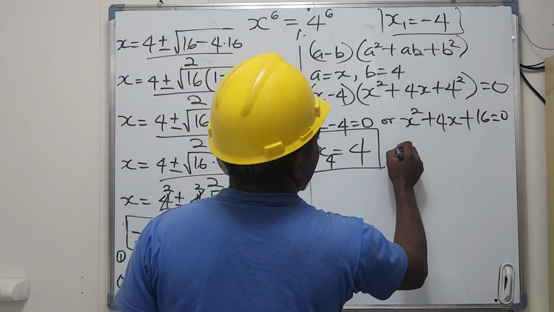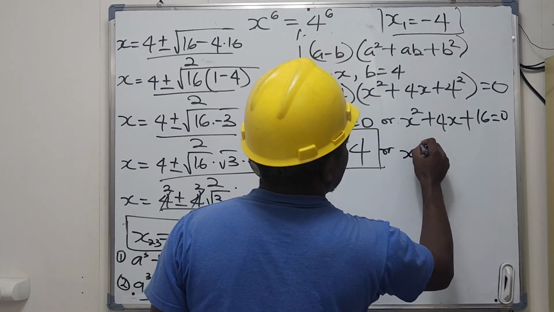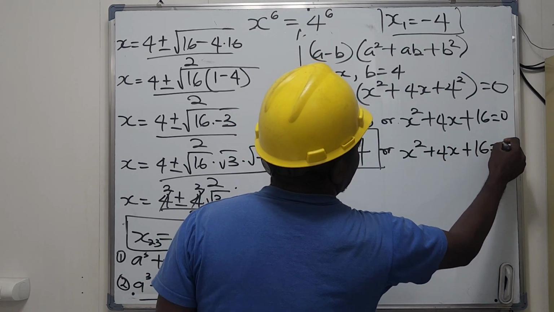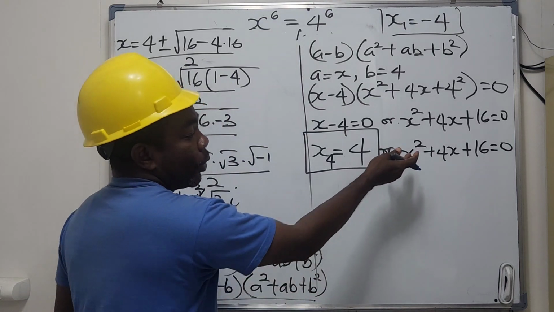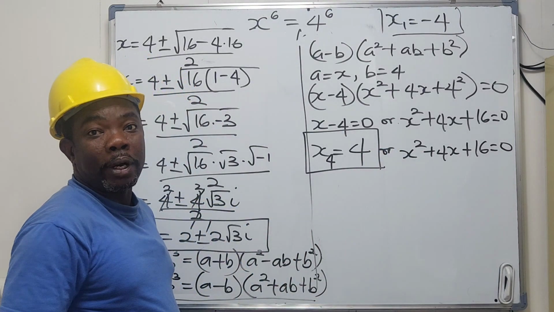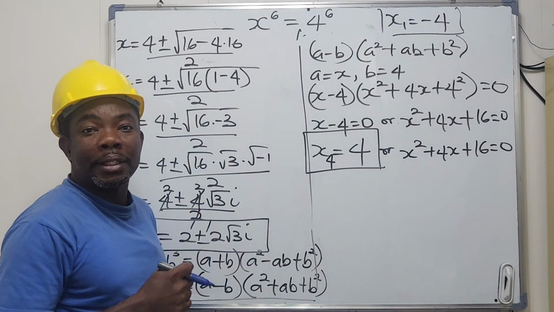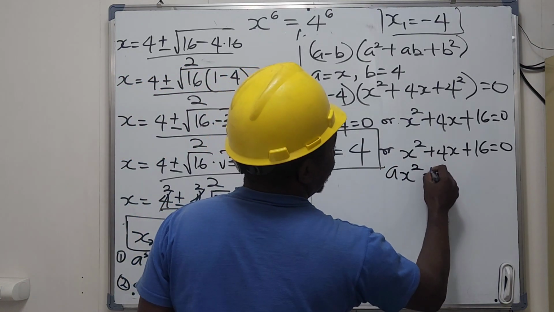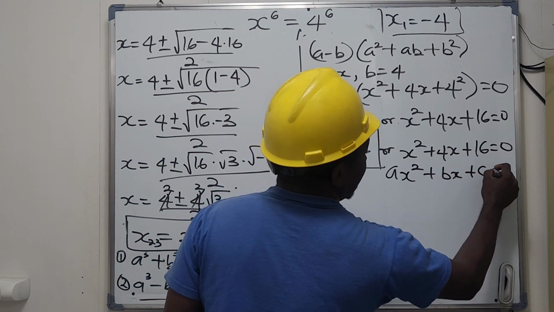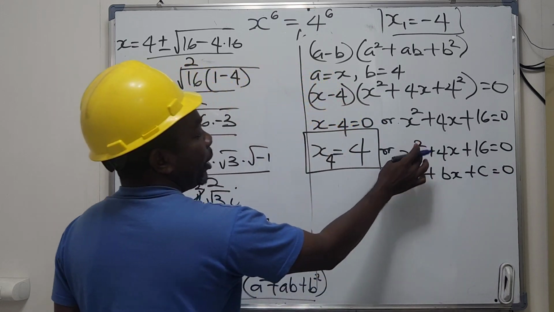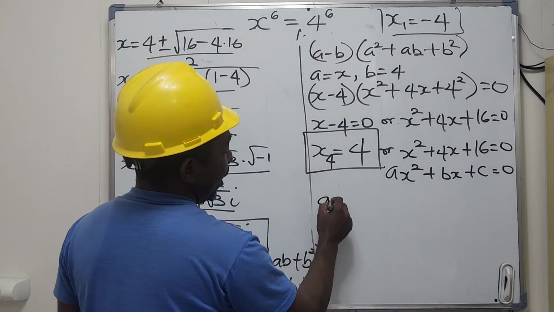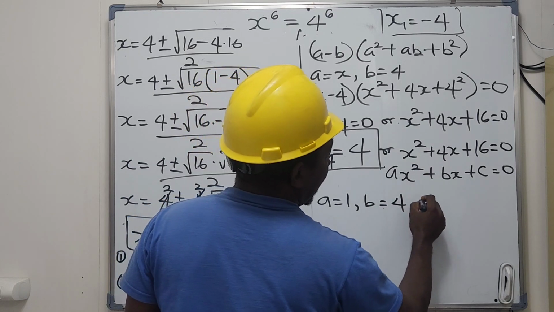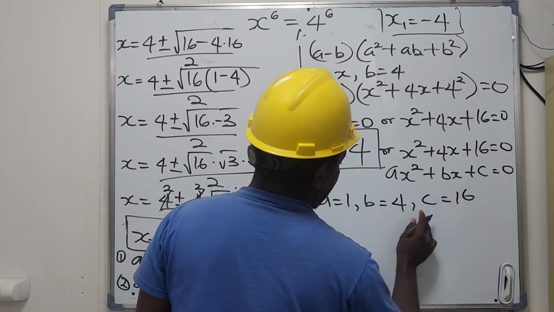Or we have x to the power of 2 plus 4x plus 16 equals 0. Comparing this, we can see that we have a quadratic equation. We need to compare it with the standard quadratic equation, where we have ax to the power of 2 plus bx plus c equals 0. Comparing these two equations, we have the value of a equals 1, the value of b equals 4 and the value of c equals 16.